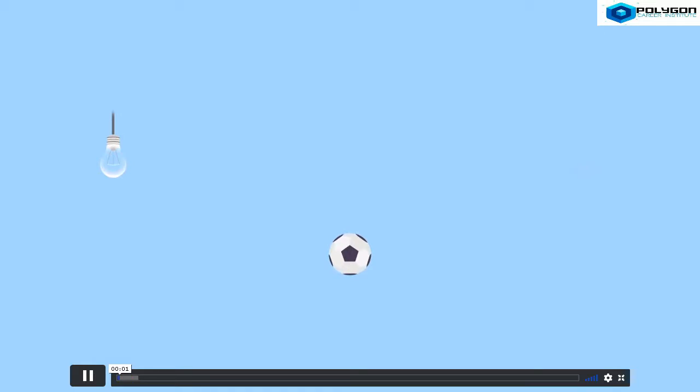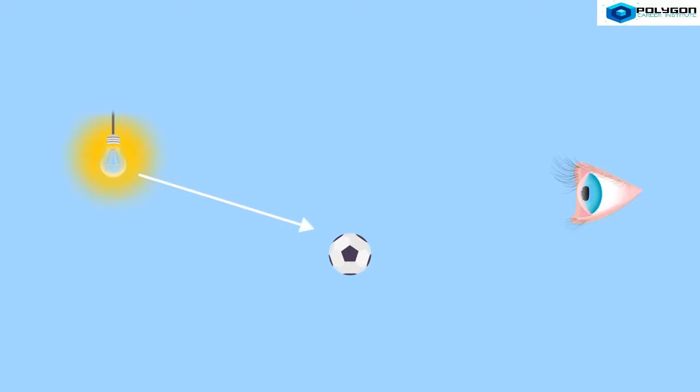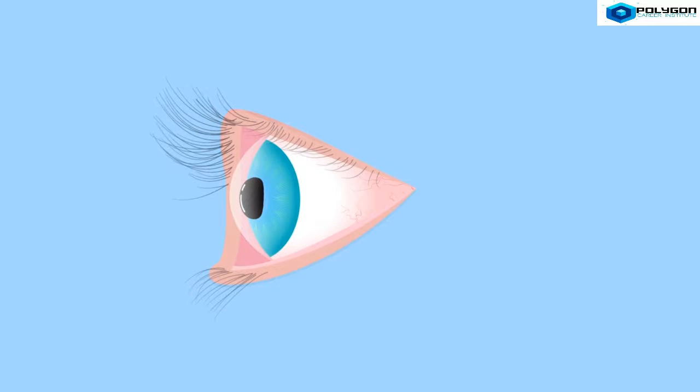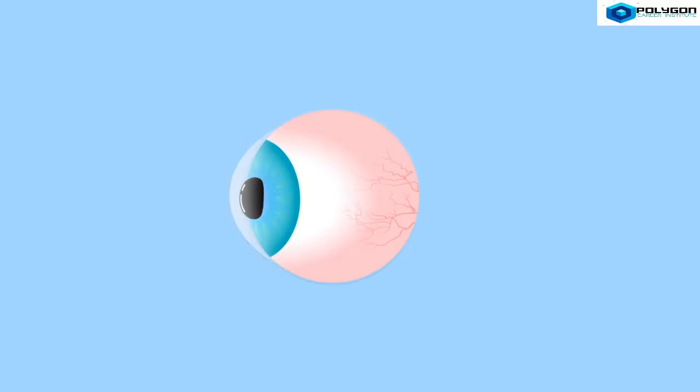We learnt that objects are visible because of the light getting reflected from their surfaces. This reflected light enters our eyes and we see that object. What happens inside the human eye when the light rays enter it? What is it that helps us see the things around us? The human eye is roughly spherical in shape.